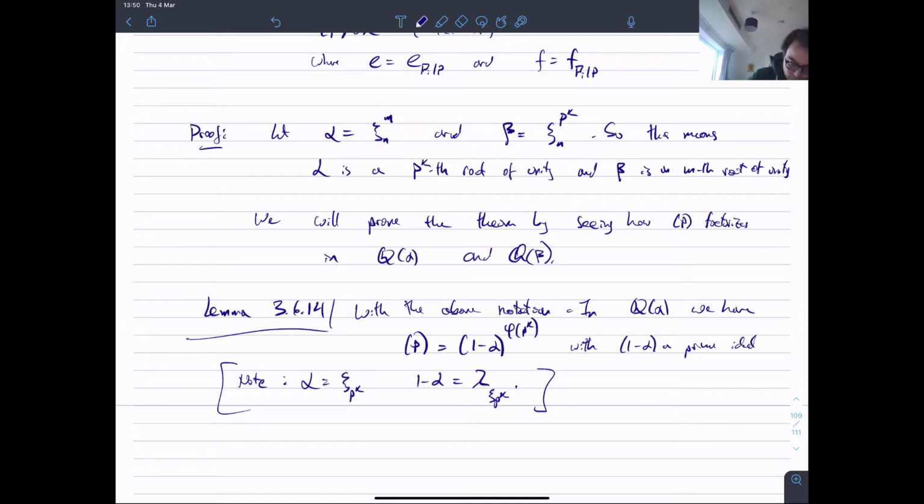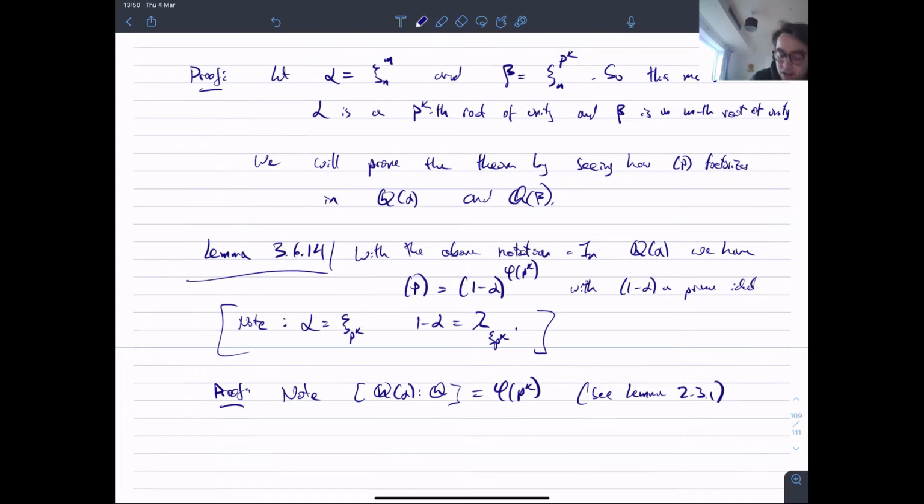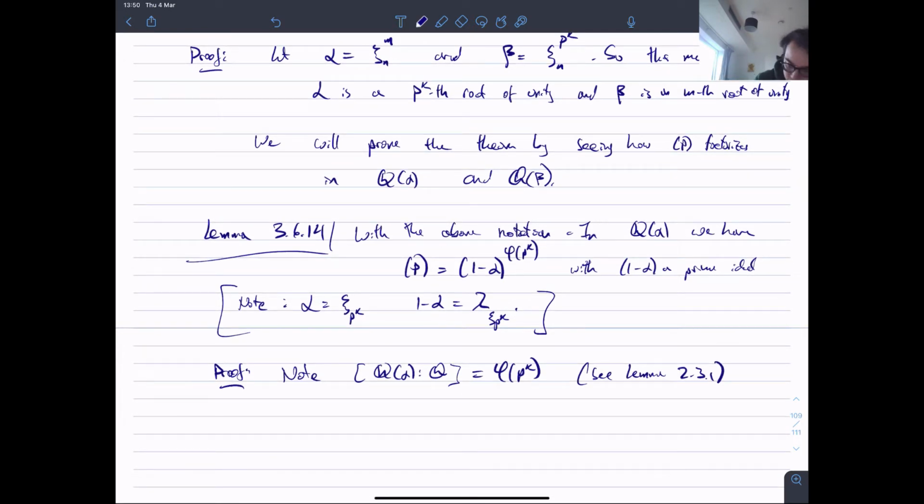So let's prove this lemma. Proof. Note that the first thing is that we know the degree of Q(alpha) over Q, this is the degree of a cyclotomic field. We know that this is where the Euler totient function comes in. So we know that this degree is phi(p^k), since this is the degree of the cyclotomic polynomial. See Lemma 2.3.1 for this.